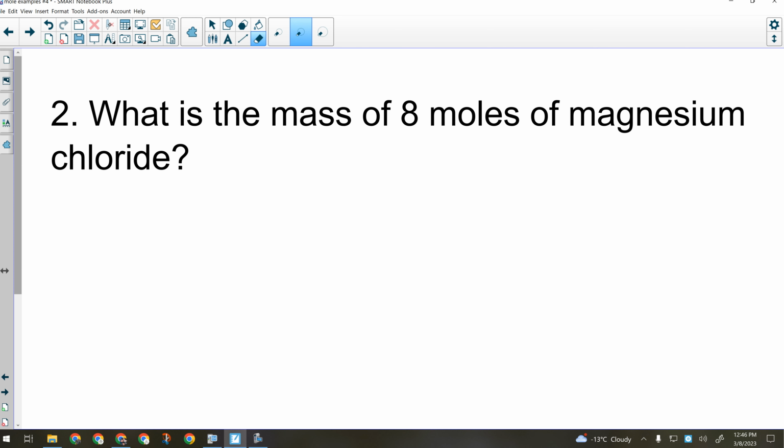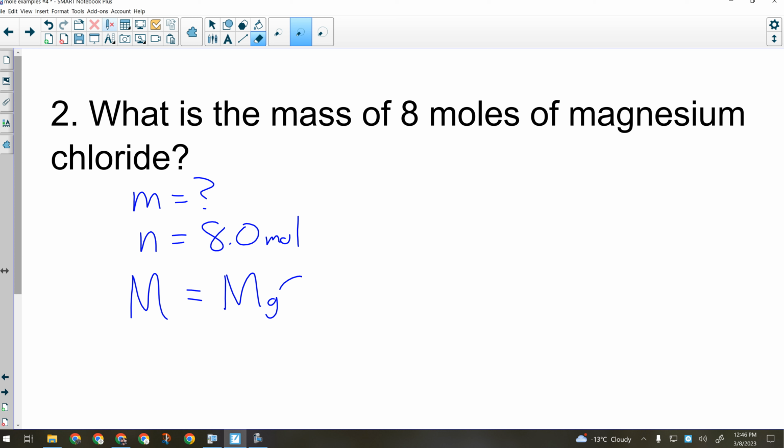Okay, so in number 2, it's asking us what is the mass? So we're looking for little m of 8 moles. So they told us N of magnesium chloride. And again, given in words, which is how you should expect it on your unit exam on Monday. Okay, so since it's magnesium chloride, I'm going to go Mg with Cl, and because it's ionic, I'm going to drop and swap to make sure I get the right formula, and then the right molar mass.